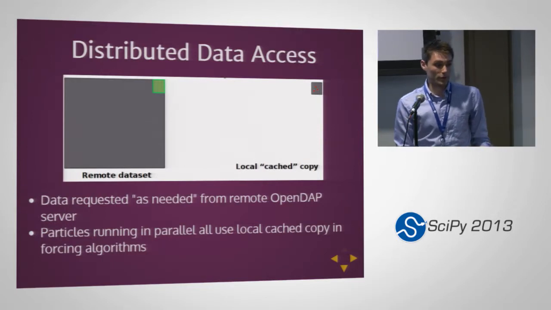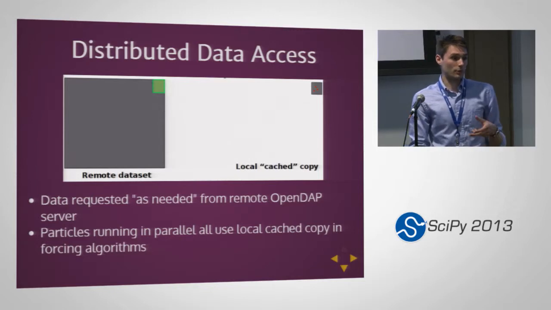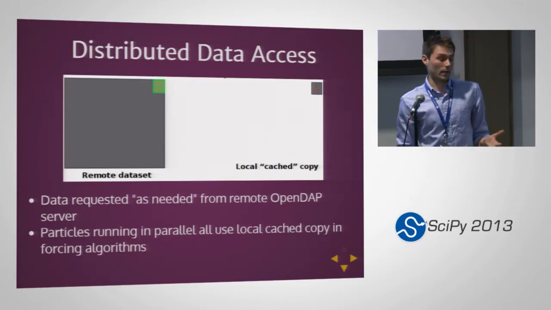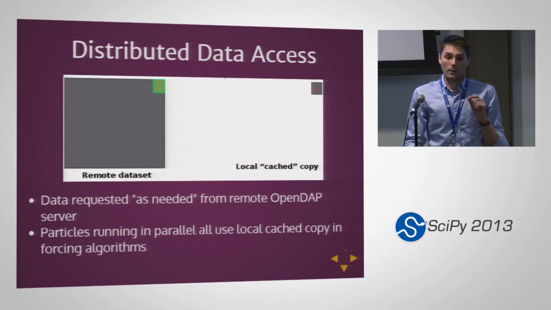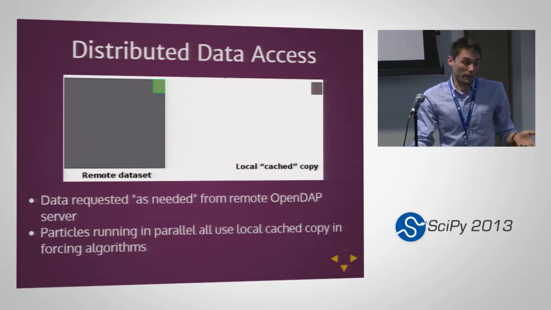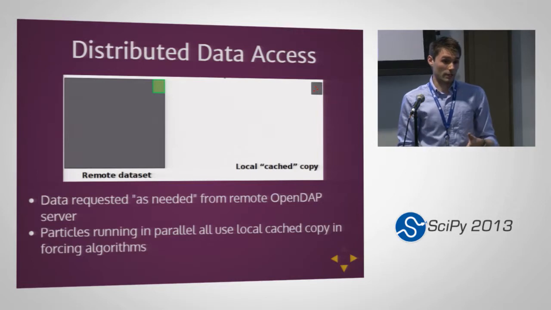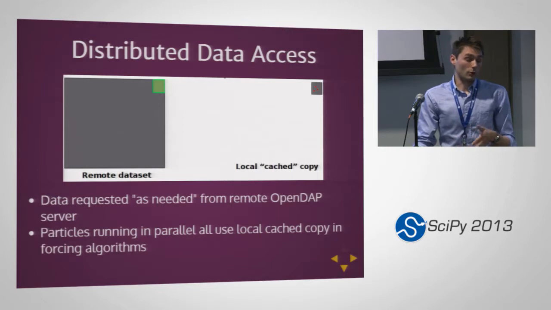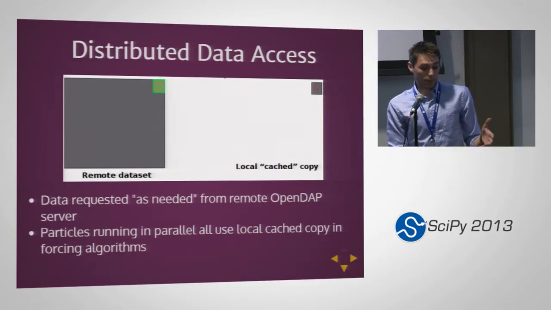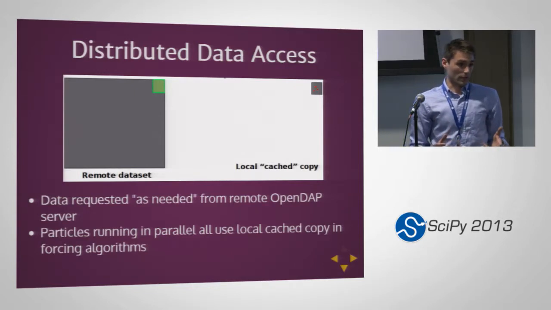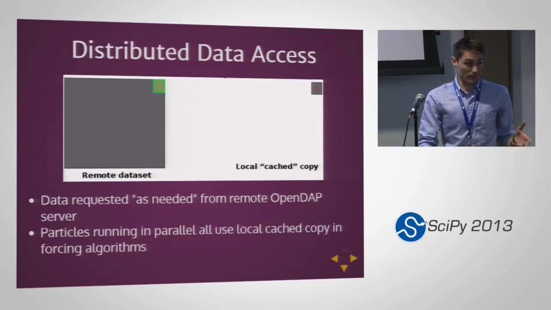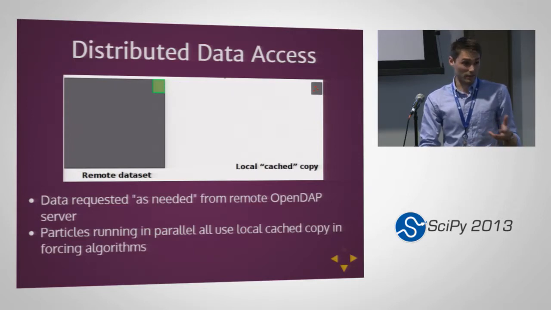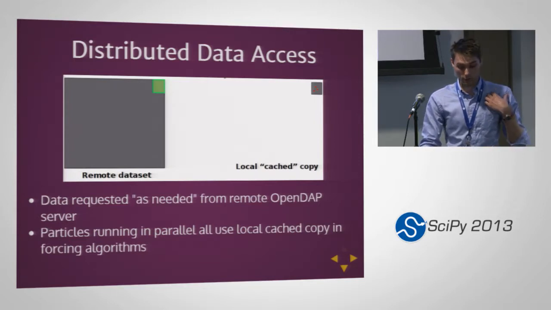What's novel about our approach is that we're using a distributed data access approach, which means the data that we're using to force the particles, basically the hydrodynamic forcing, isn't located in the cloud. Well, I mean, it could be. But in our case, it's located on a server in Alaska, and it's not local to any of the machines in our cluster. And so each particle running in parallel has a small chunk of data to start with. When it reaches the limit of the data it has, it asks the data controller to retrieve more data from the remote server.